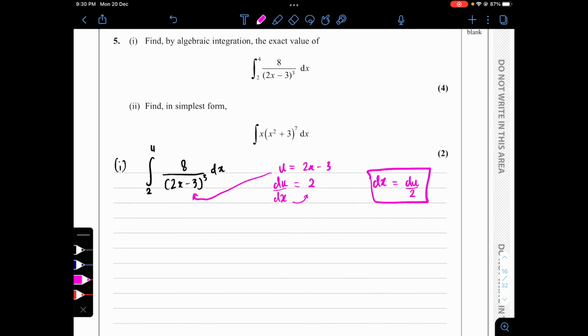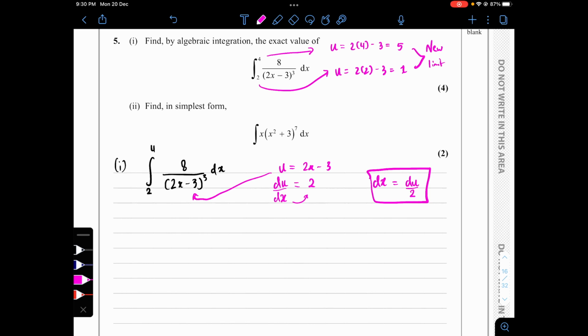And our second key component is we also have to change the limits. So the first limit was 4. So now u will be 2 times 4 minus 3, so that's 8 minus 3, which is 5. The next limit will be u equals 2 times 2 minus 3, so that's 4 minus 3, which is 1. So these are our new limits.